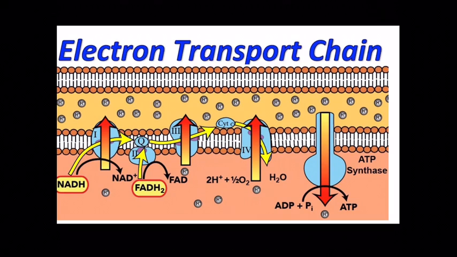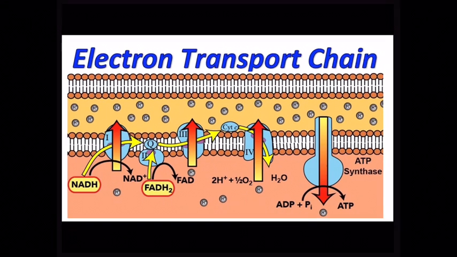How much ATP do we crank out? We crank out 36 to 38 ATP molecules, well, 34 to 36 in this process right here. And then when we add those initial ATP molecules that we made from the Krebs cycle and from glycolysis, we net 36 to 38 ATP molecules.